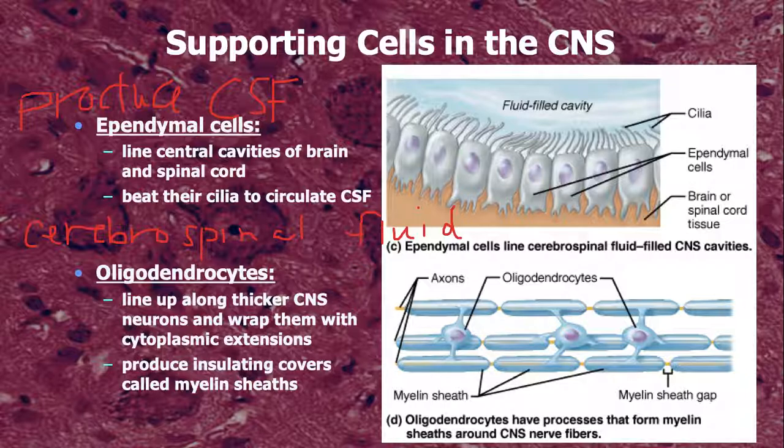All right. Our next one. So we're going to quickly say what these are, and then we're going to explain what that means in a little bit. Okay? So these oligodendrocytes are found in the central nervous system, so brain and spinal cord, and they are going to line up along our thicker, our bigger central nervous system neurons and wrap them with their cytoplasmic extensions. So it's going to reach out and grab and wrap around it. And this arm will reach out and grab around another axon. So you end up with what we see here.